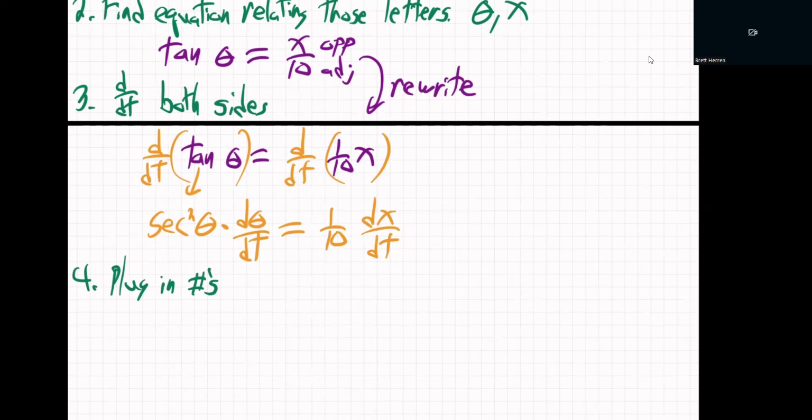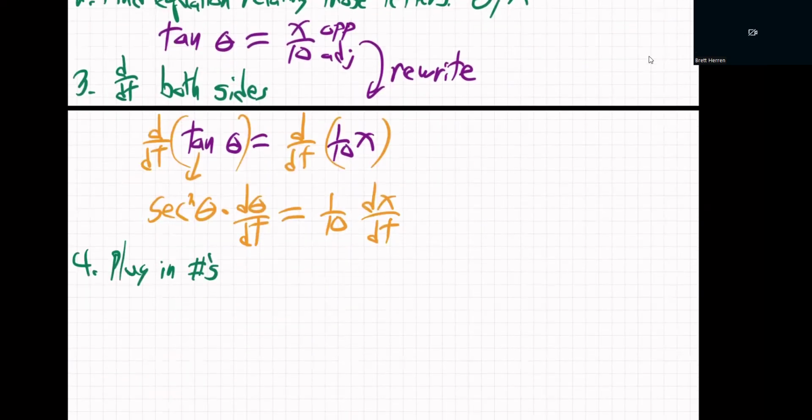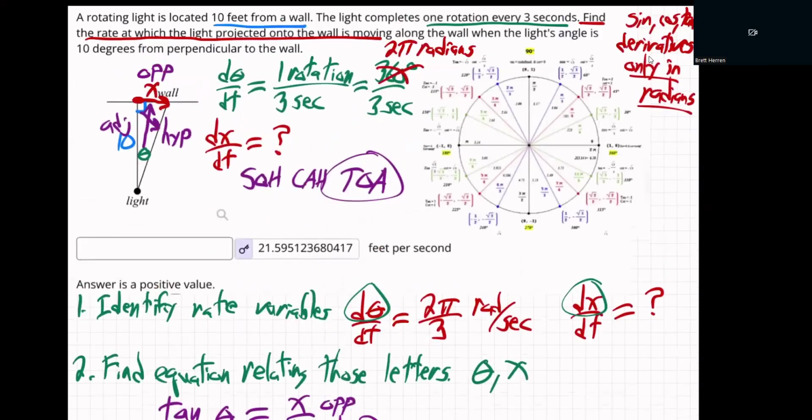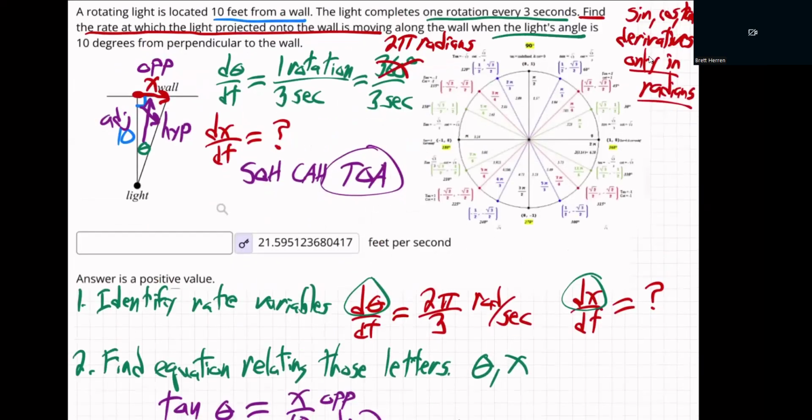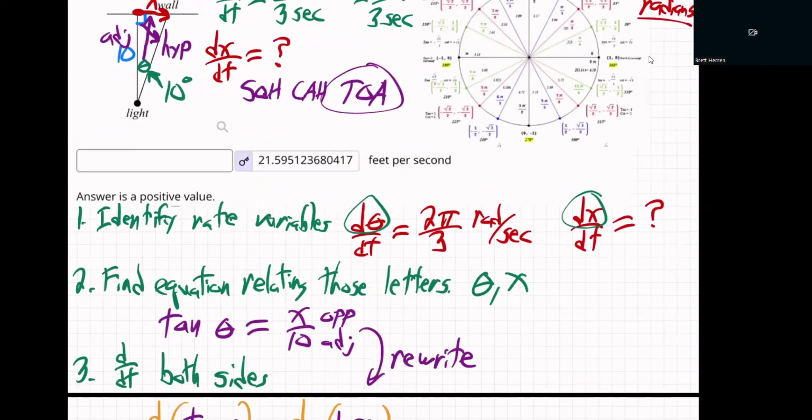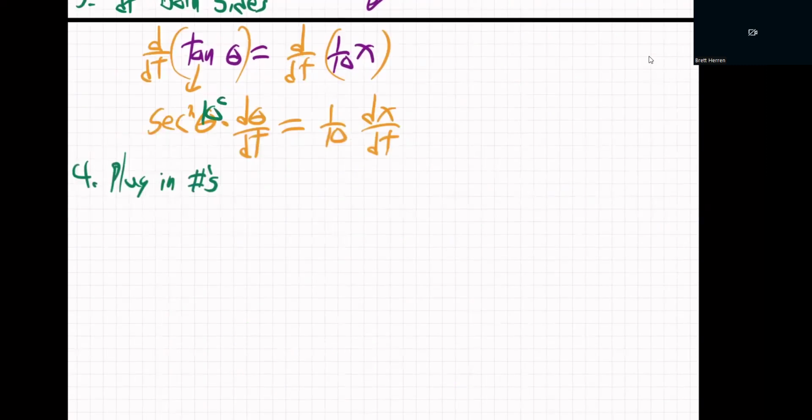Okay. What numbers? Well, first off, I know the angle. When the light's angle is 10 degrees, so this angle right here is 10 degrees. So I can just come on down here and go 10 degrees. You know better than that, huh? No degrees, right? I have to change to radians. So now how do you do that?